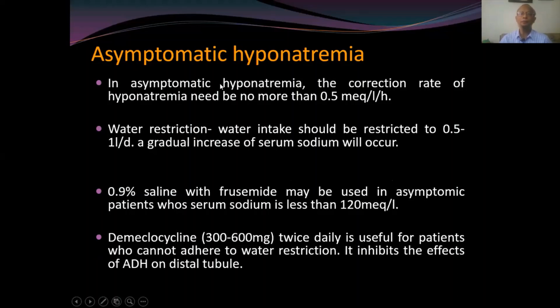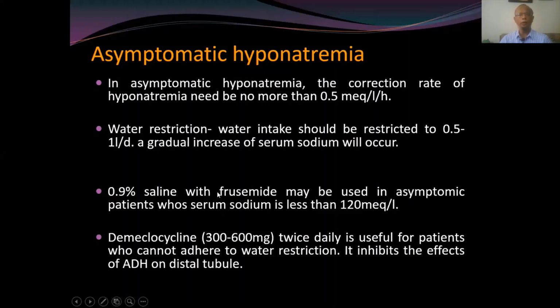In case of asymptomatic hyponatremia, say mild hyponatremia where the sodium concentration is only 130 to 135 milliequivalent per liter, the correction rate needed is no more than 0.5 milliequivalent per liter per hour. Water restriction: water intake should be restricted to up to 1 liter per day. A gradual increase of sodium usually occurs in asymptomatic hyponatremia.